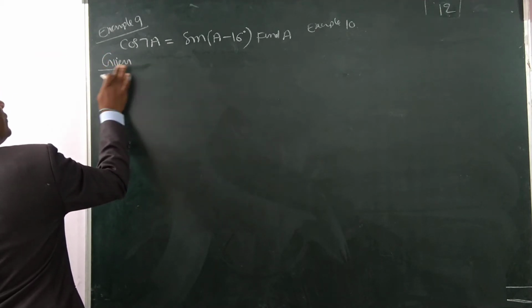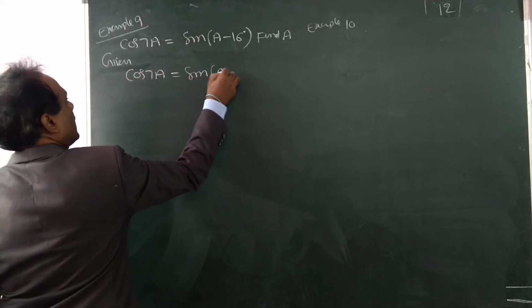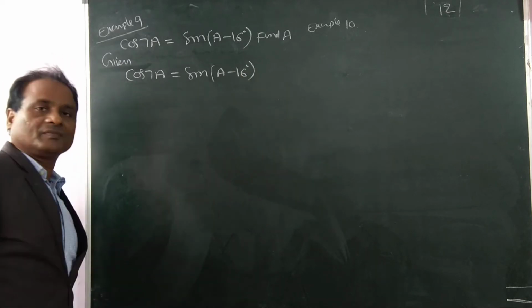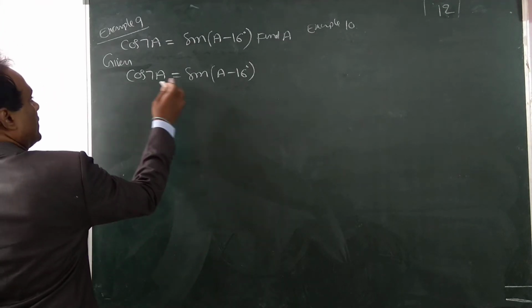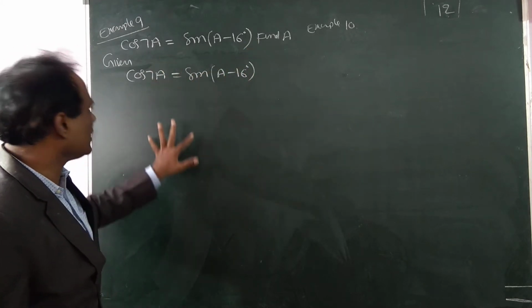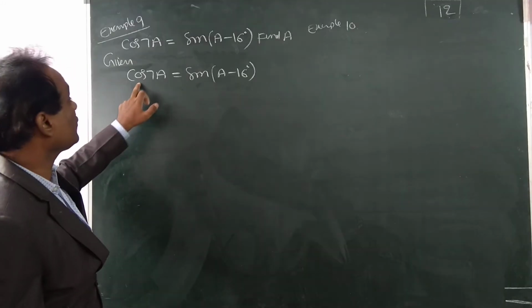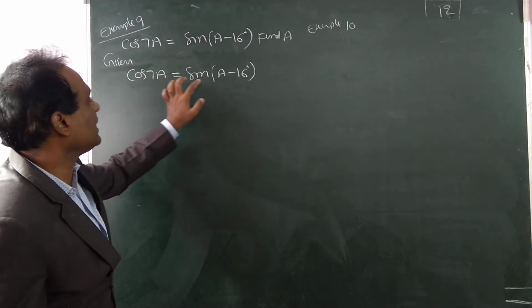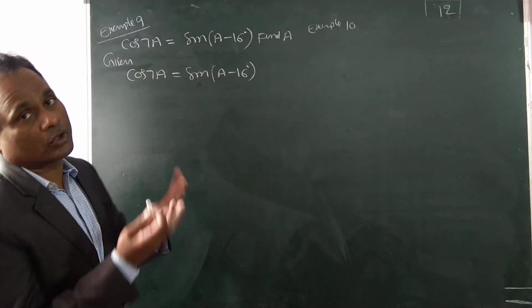Given equation: cos 7a is equal to sine of a minus 16. How to find a? Finding a means solving this equation to find the value. To find the value, both sides should have the same ratio. This is sine, so this should also be sine. If this is cos, change this also in terms of cos. Both should be in sine or both should be in cos.